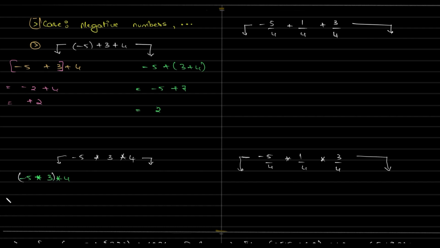So here if I associate these 2, I'll get negative 15 into 4, and this product is negative 60. And here I'll associate 3 and 4 first. I get 12, and this in turn will give me 60 again, right? Okay, so when we come across fractions, it's the same.